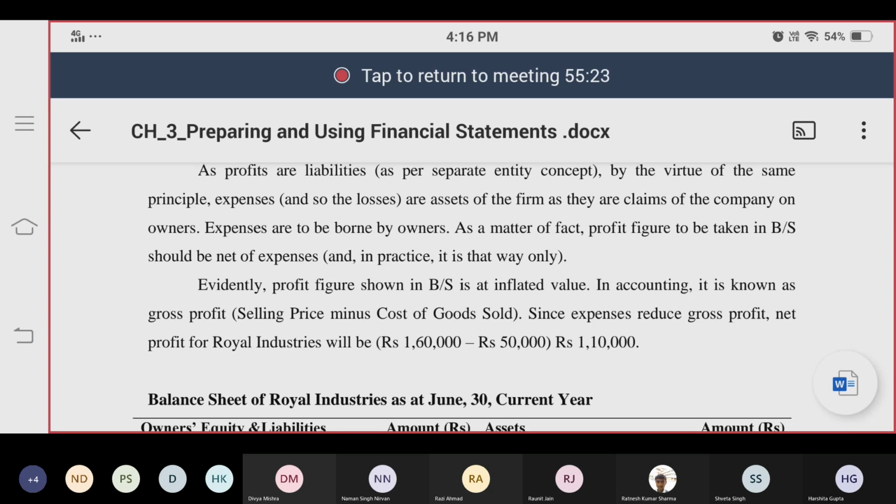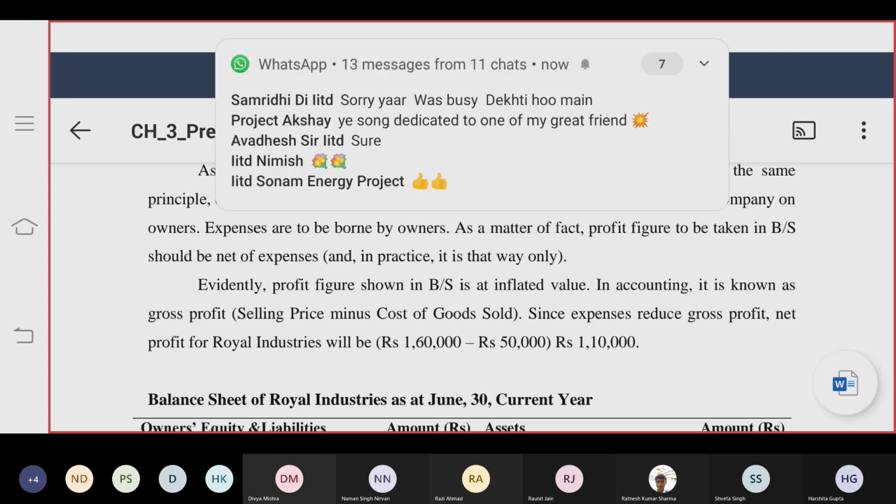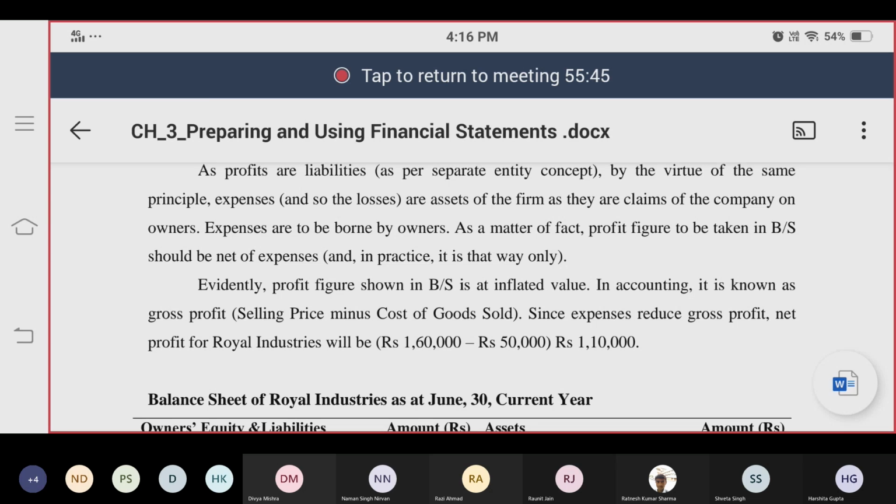So, abhi tak what we were doing was profit to a balance sheet without accounting for any of the expenses. But that is not true. Whenever you have any profit, whenever you have any revenues, you incur a lot of expenses in running that business. So ideally, the profit should first take care of all of the expenses, and then only the net figure should go into the balance sheet. Okay. So every profit figure shown in the balance sheet is at inflated value.